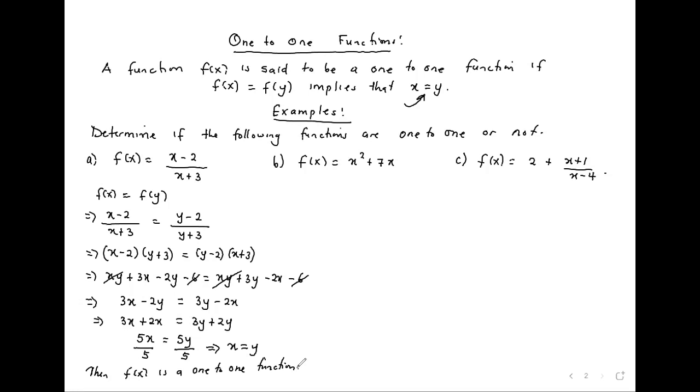Okay, we move. f of x is equal to f of y implies that x squared plus 7x is the same as y squared plus 7y. This is the same as, maybe we can factor out x here and get x plus 7. Do the same to y and get y plus 7.